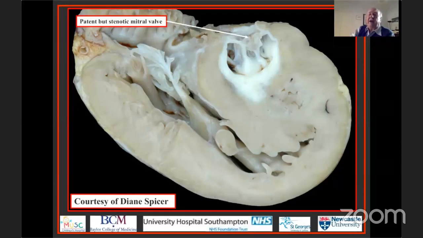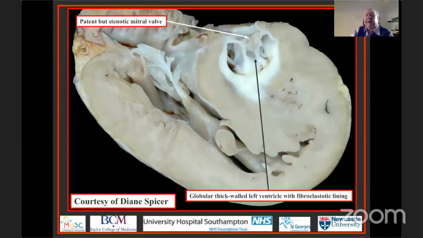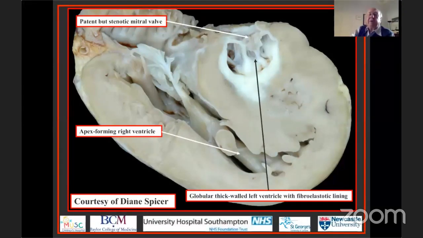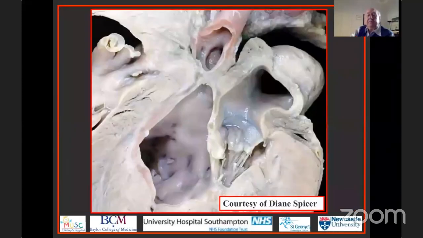You see that the mitral valve this time is stenotic, and it is the blood going into that left ventricle that stimulates, I believe, this development of the fibroelastotic lining, which also extends onto the tension apparatus of the mitral valve. And so now you see the apex forming right ventricle, which wraps itself around this left ventricle with a tiny cavity, but a grossly hypertrophied wall.